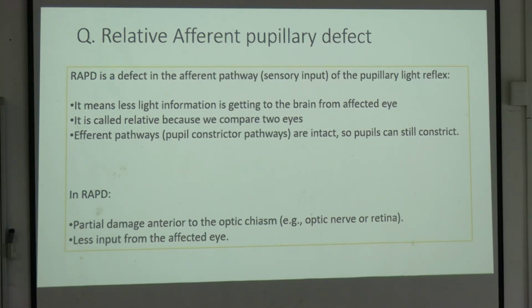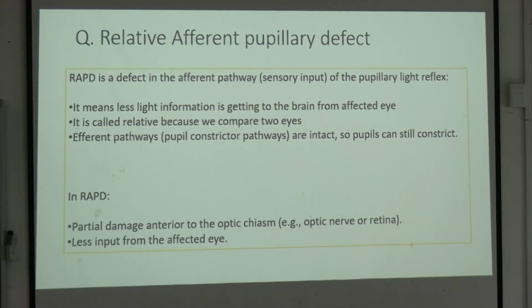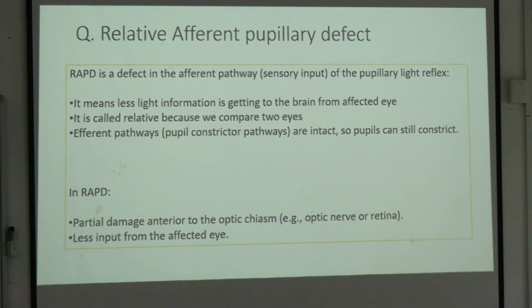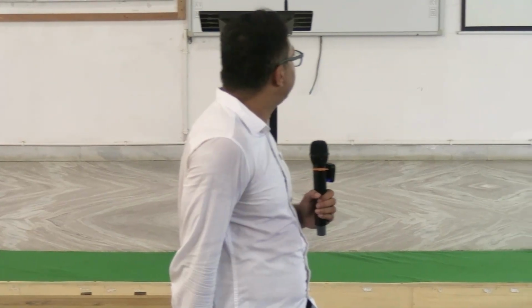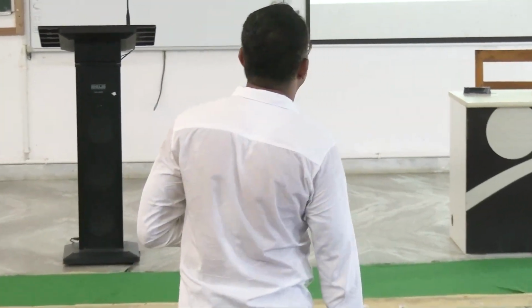Now, RAPD, or relative afferent pupillary defect. It is a clinical application of the pupillary light reflex. First see what will happen if there is a defect in the afferent pathway. It frequently happens in optic neuritis, when the optic nerve is inflamed. RAPD is a defect in the afferent pathway, or sensory input, of the pupillary light reflex.